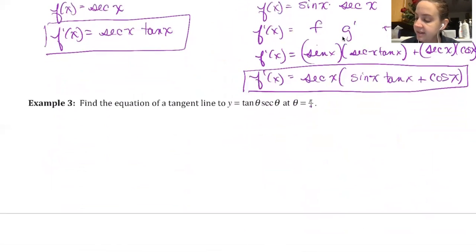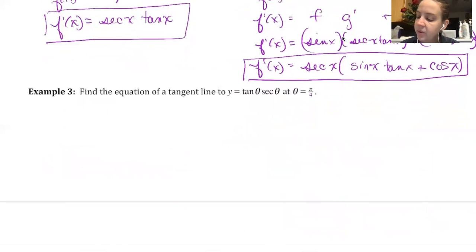I think I've got one more, and this is it. Find the equation of a tangent line to y equals tangent theta secant theta at pi over 4. So I see a product rule, I see trig functions, I see the equation of a line, and I see the unit circle. There's a whole lot going on here.